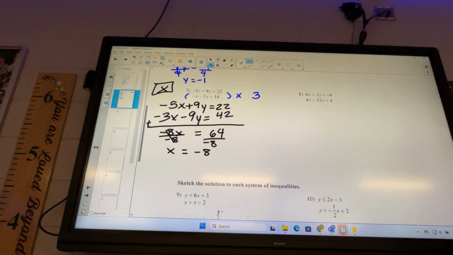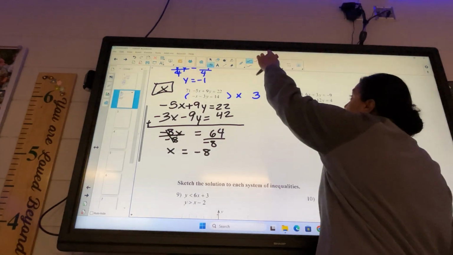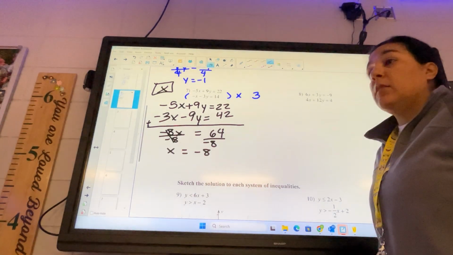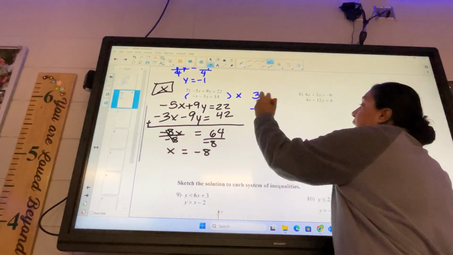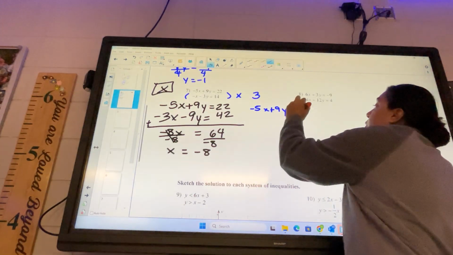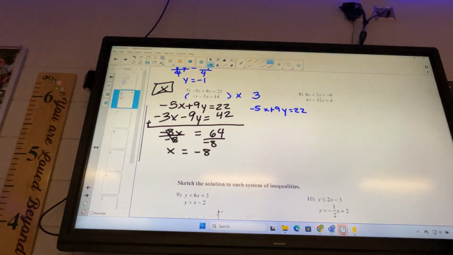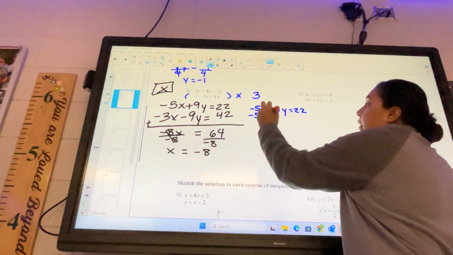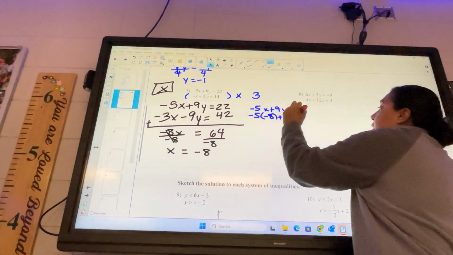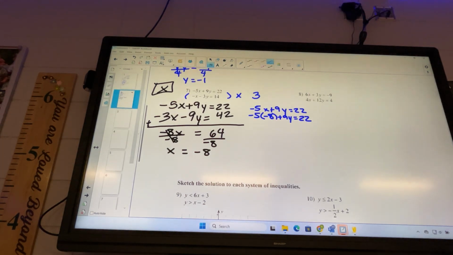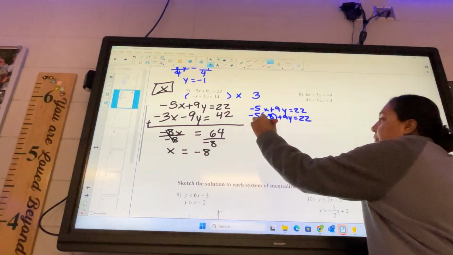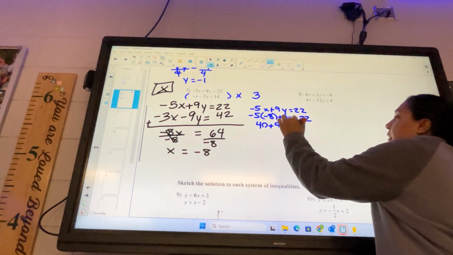So which equation would you like to use? Equation 1 or equation 2? 1? Okay, so 1 says negative 5x plus 9y equals 22. Okay, which one do you now know, the x or the y? We know the x. So we got negative 5, negative 8 plus 9y equals 22. Okay, negative 5 times negative 8 is going to be 40 plus 9y equals 22.